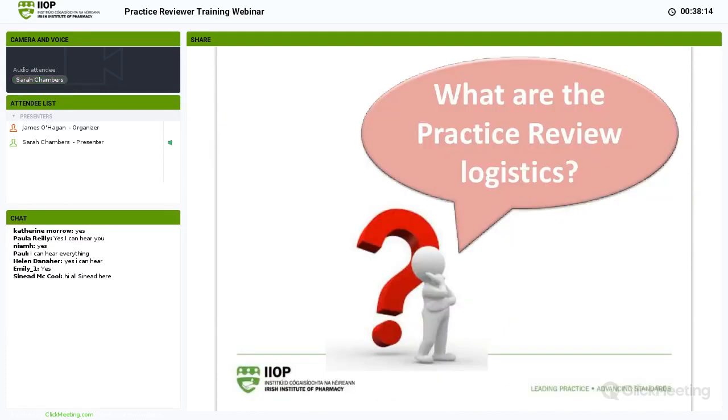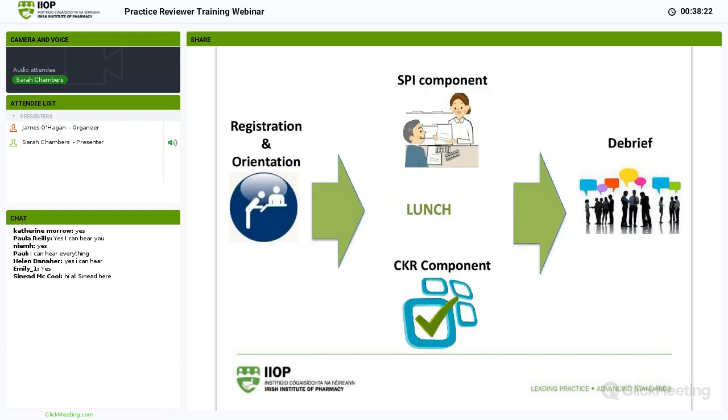So now to get into the nitty-gritty of the logistics of practice review. What will it look like on the 6th and 7th of April, roughly a month from now? This is what it'll look like for the participants. They'll arrive from about 10 o'clock for registration. There'll be an orientation to tell them about how the day will go and any tips we can give them.